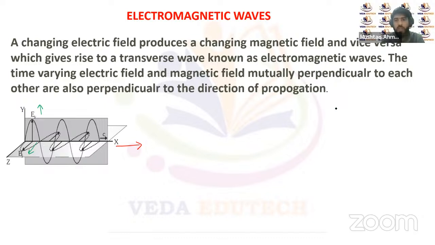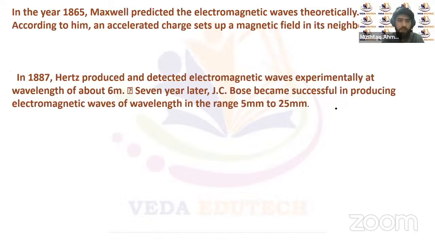So this was all about the electromagnetic wave. They do not require any material medium for their propagation, and it has a time varying magnetic field and a time varying electric field as well, and both are normal to each other as well as to the direction of propagation.